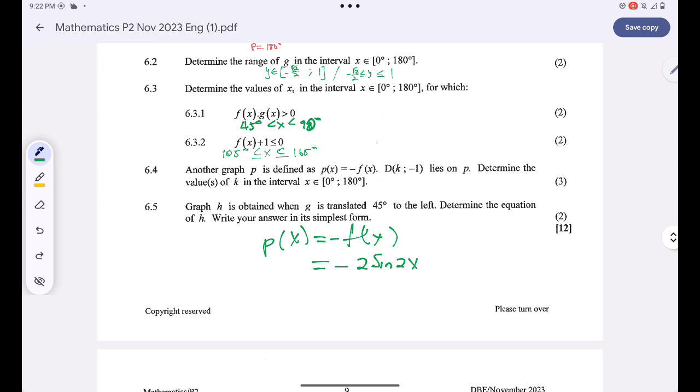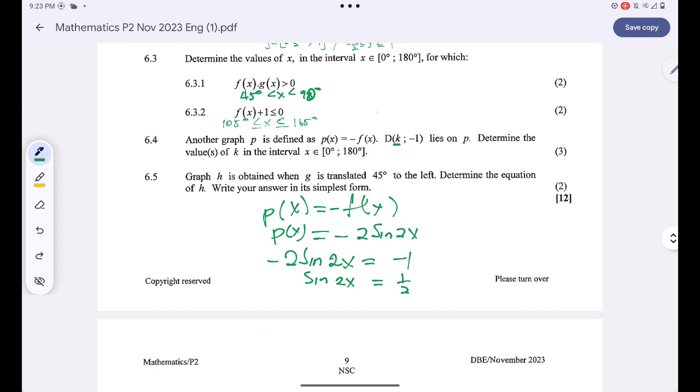Okay, I know that I just need to substitute my points here. K is just an x coordinate, and its corresponding y value is -1. So if I take my graph of P of x, equate it to -1, I can simply solve for K. Sine 2x is equal to 1 over 2. My reference angle is equal to sine inverse half, which is just 30 degrees.